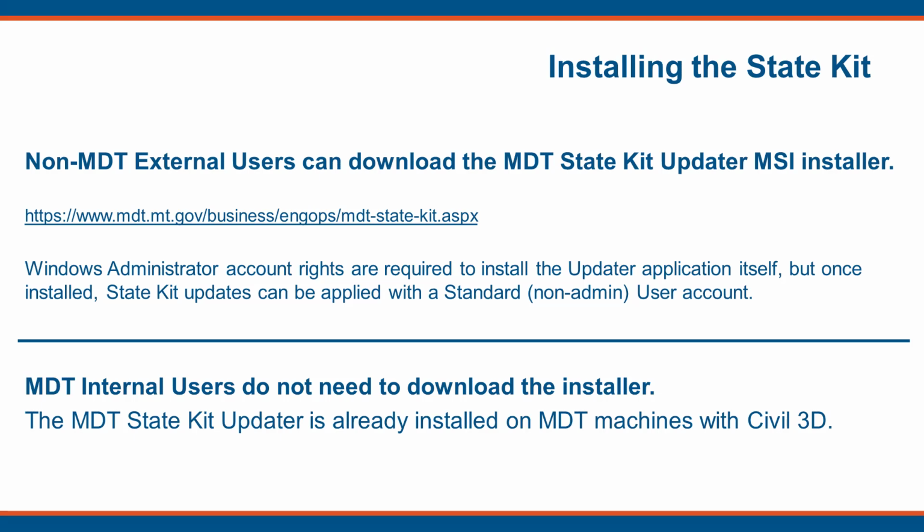Windows Administrator account rights are required to install the updater, but once installed, State Kit updates can be applied by a standard user. MDT internal users do not need to download the installer. The MDT State Kit Updater application is already installed on MDT machines with Civil 3D.